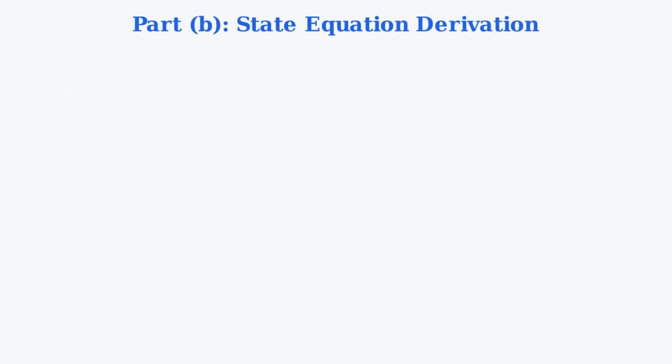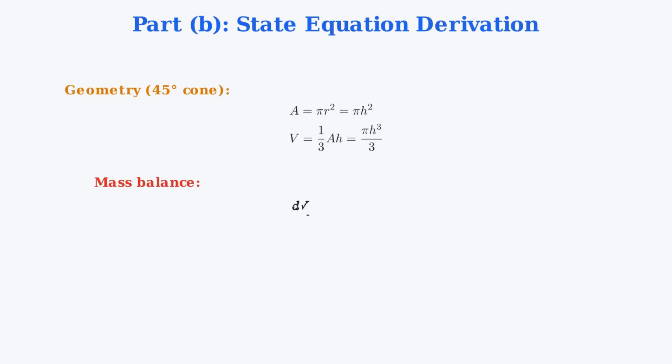Because of the 45-degree angle, the radius at height h equals h. The water surface area is A equals pi r squared, which is pi h squared. The water volume is V equals 1/3 A h, which gives pi h cubed divided by 3.